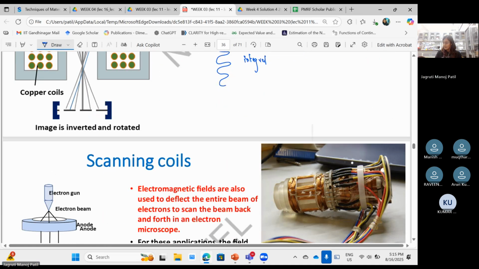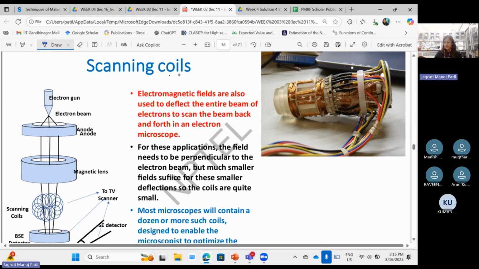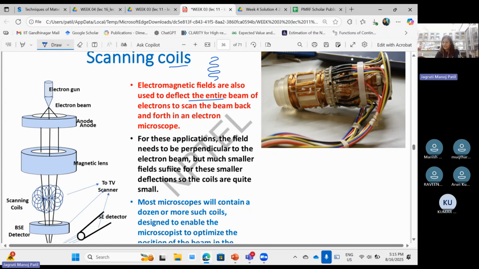Then you have scanning coils. Why do we use scanning coils? First of all, the scanning coils are not the ones that will accelerate your electrons or help you focus your electrons. Not at all. These are the ones which only help you deflect the entire beam. In a scanning electron microscope, you raster scan, moving your beam here and there, and somehow cover the entire area of the specimen you are trying to image. This is how scanning coils help you.